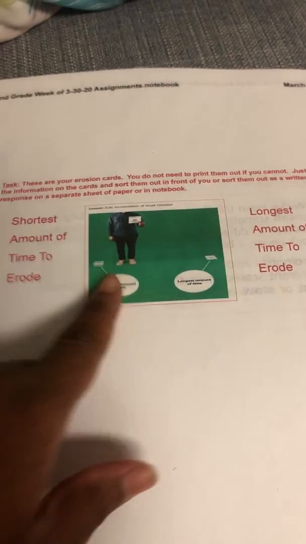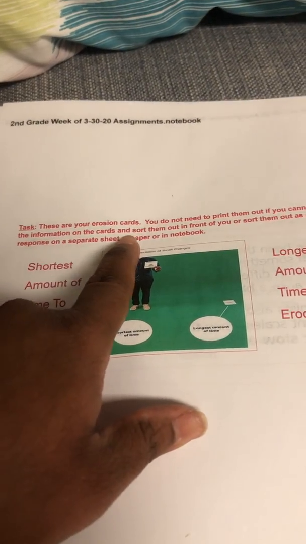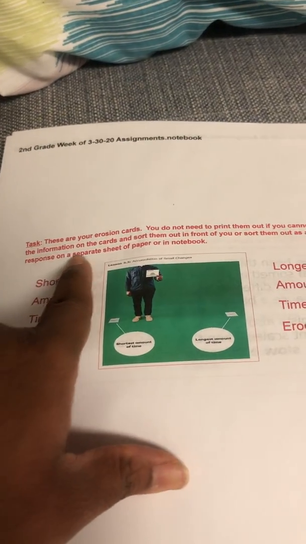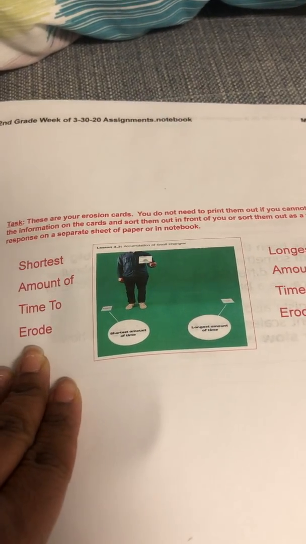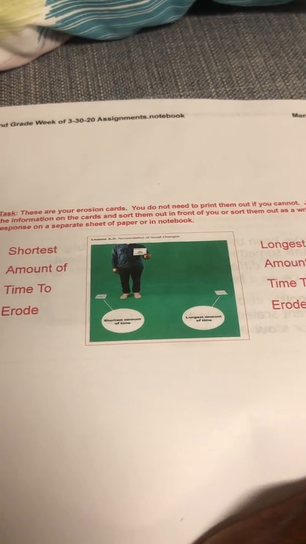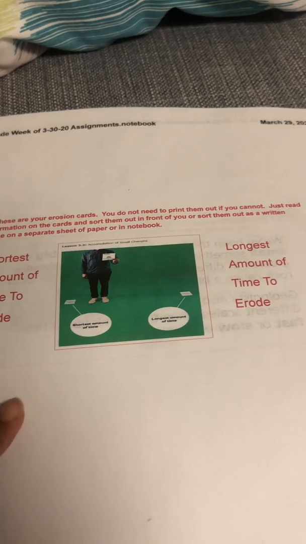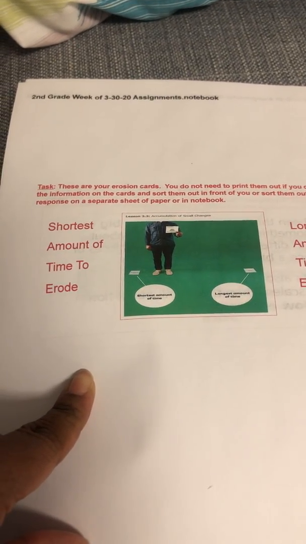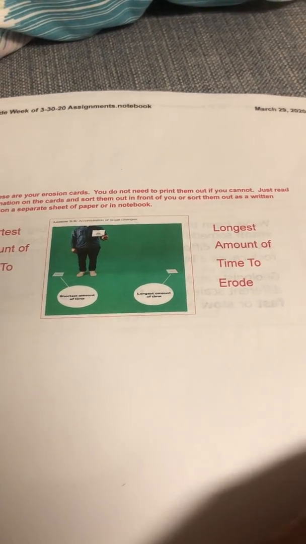So it says that these are your erosion cards, and I attached them to the PowerPoint. You do not need to print them out if you cannot. Just read the information on the cards and sort them out in front of you, or sort them out as a written response on a separate sheet of paper or a notebook. So you literally can write shortest amount of time to erode, longest amount of time to erode, and sort the cards out that way. Or you can make a T-chart and all the information about shortest amount of time to erode on those cards. You can write the information on one side, longest amount of time on the other side.